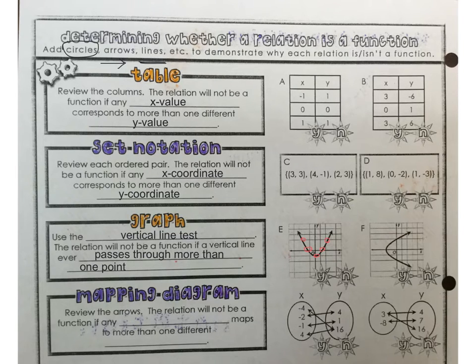The third strategy uses a graph. We will have to use the vertical line test. The relation will not be a function if a vertical line ever passes through more than one point. So on graphs E and F, go ahead and draw your vertical lines and then choose yes or no if it is a function. Lastly, for mapping diagram, we are going to review the arrows. The relation will not be a function if any x value maps to more than one different y value. So take a look at the diagrams on the right. Go ahead and decide yes or no if they are functions.